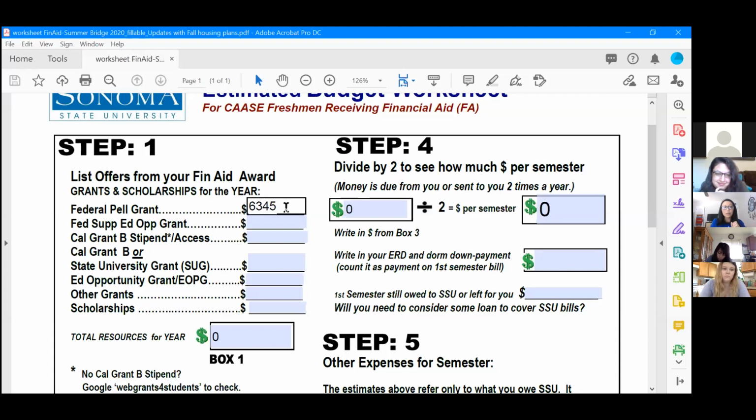$6,345. The cool thing about this is you can put in the amount, and it auto-populates and calculates for you. As a student, I have a federal Pell Grant of $6,345. And then Erica, do I have a Federal Supplemental Educational Opportunity Grant? Yes, it looks like we do.